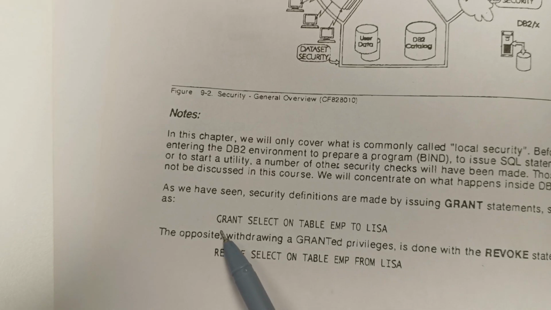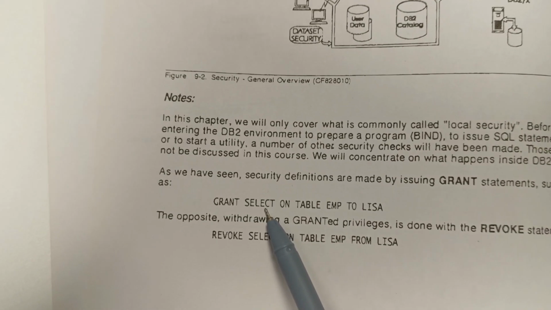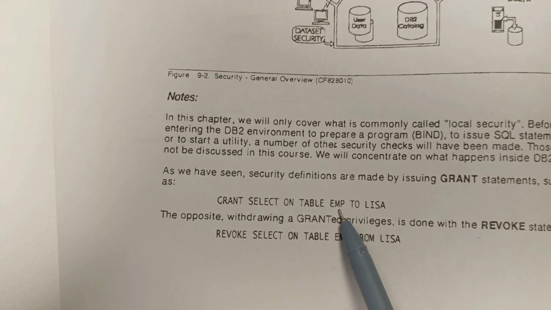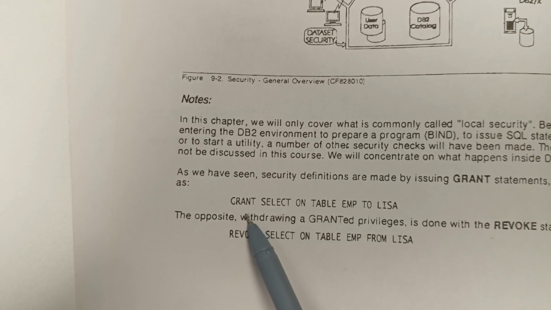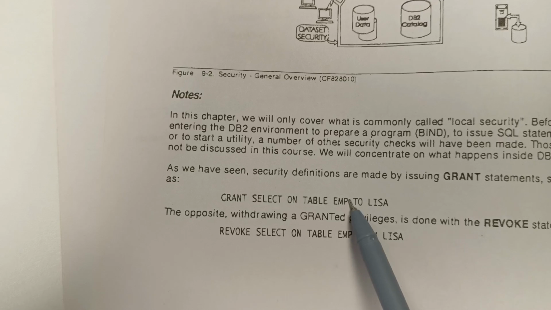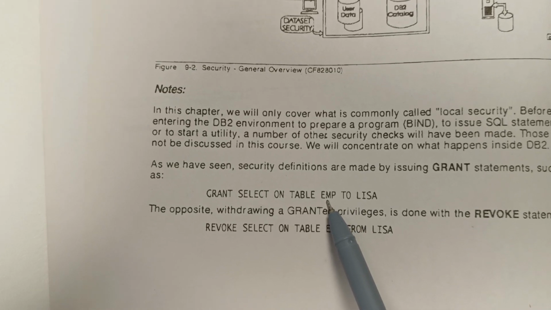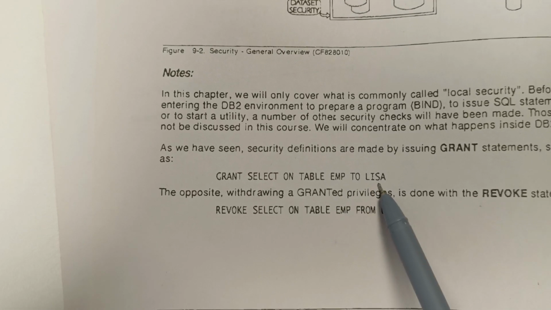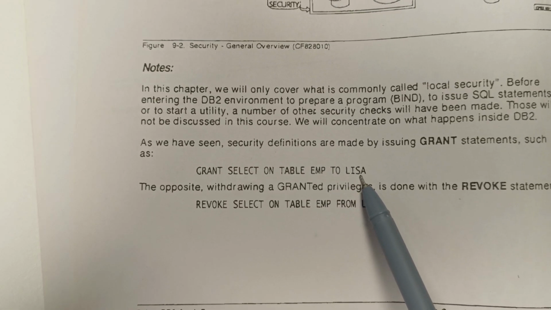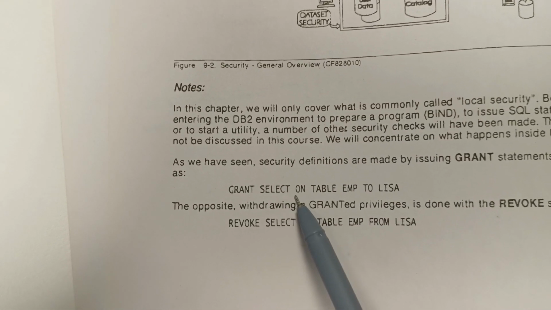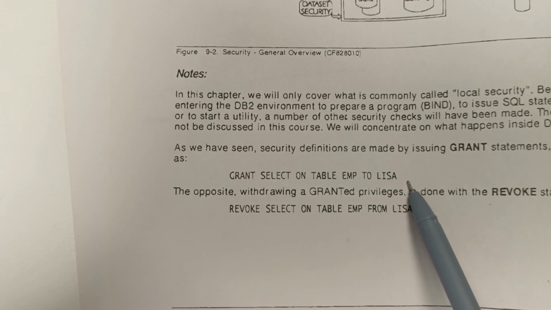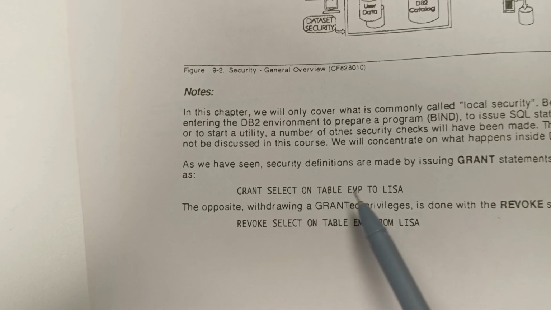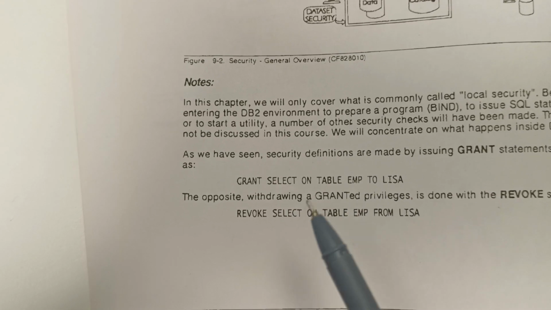We have to give a GRANT SELECT ON table name, for whichever table you are granting on. This is the syntax: GRANT SELECT ON table name, for example the employee table, or whatever table name you want, TO Lisa, who is the user. This provides grant access to the user Lisa. With SELECT, Lisa can only have select access to the employee table.